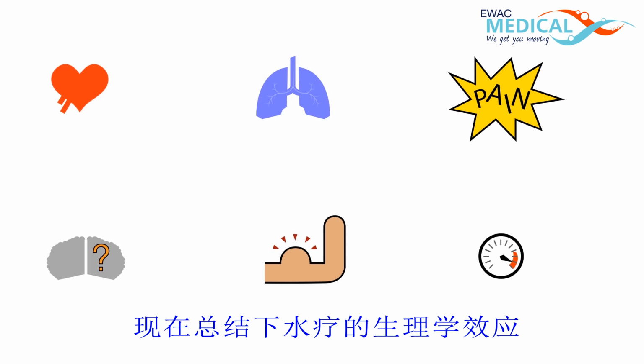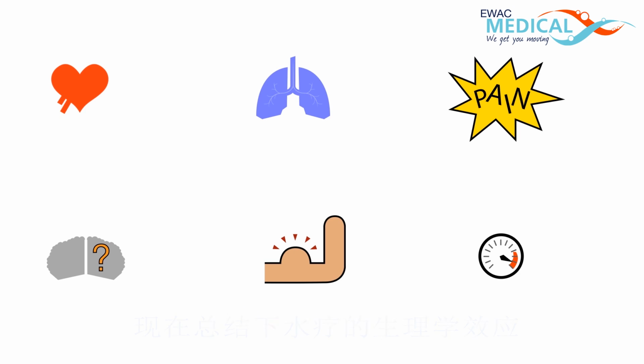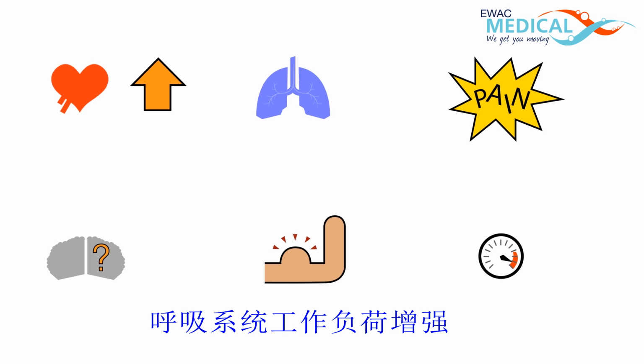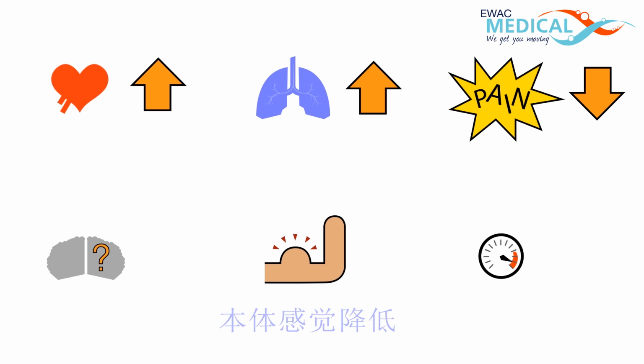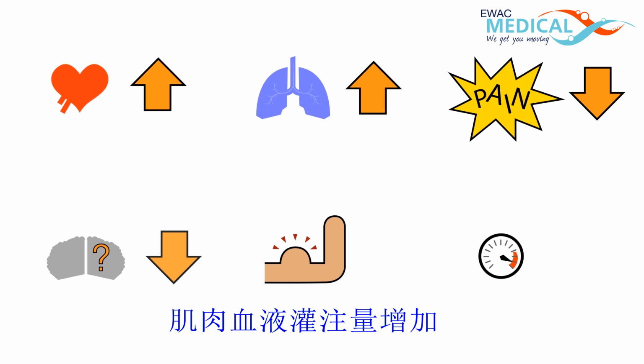And now we will summarize the physiological effects that play a role in aquatic therapy. When exercising in water, the efficiency of the heart rises. The workload on the respiratory system increases, making it possible to train the respiratory muscles. Pain sensation is reduced. Proprioception is reduced. Blood flow to the muscles is increased.